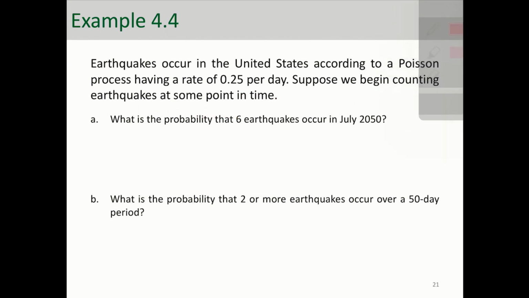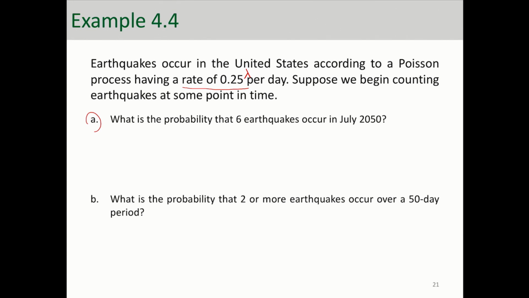So in this problem, what is given is the rate of arrival, right? So that's your lambda in the formulas that we will use later. The rate of arrival or the rate of occurrences. What is the probability, part A, that 6 earthquakes occur in July 2050?